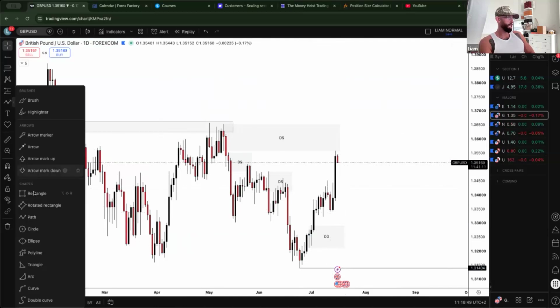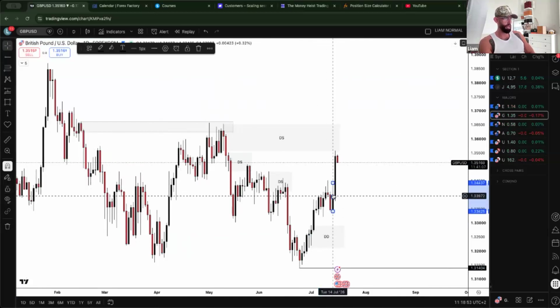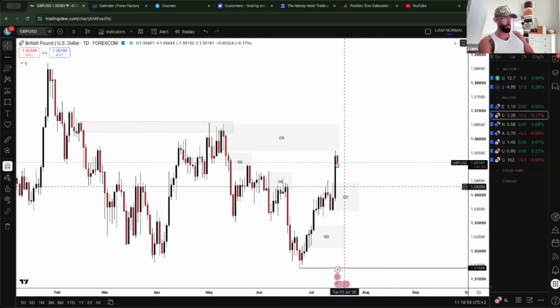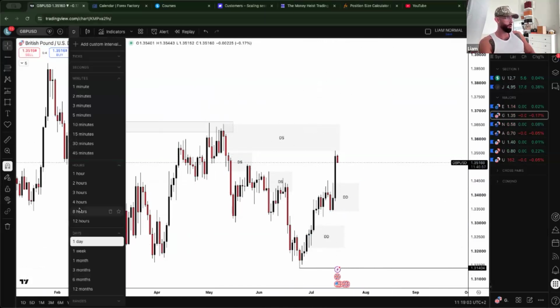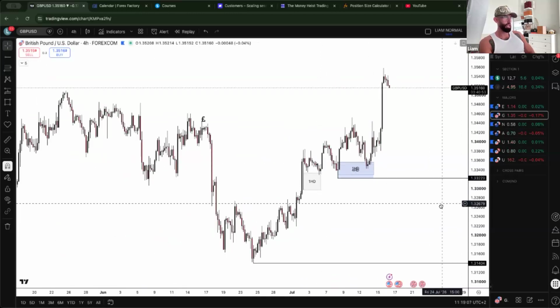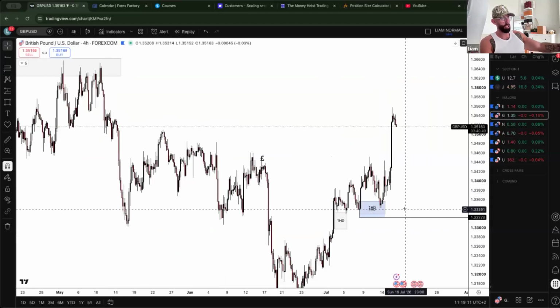Of course, looking at this scenario, we do have a new demand area on the daily as well. So this could be the next area of demand which carries on long. But at this moment in time, let's focus on what is going on. If we look at the 4 hour, you guys will be able to notice that the 4 hour is extremely bullish and it has been.